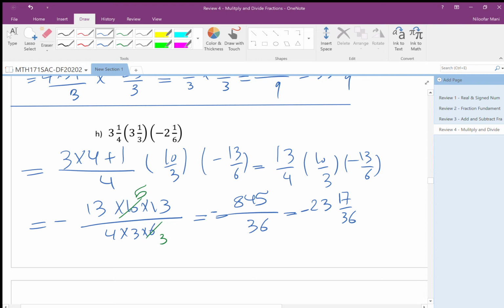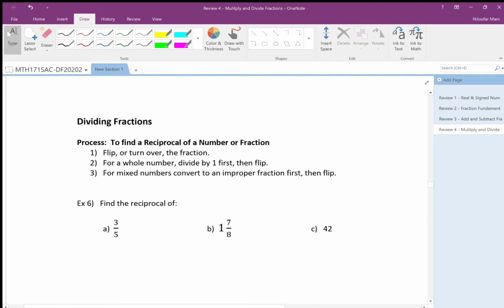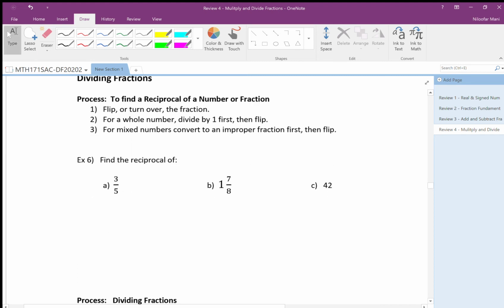Okay. So I continue here. The next lesson is division. For division, we just have to do one more step when we compare it with multiplication. Before I show you the step, I have to talk about the reciprocal. Reciprocal of a number is when you flip it. What is the reciprocal of 3/5? Flip and turn over the fraction. Okay, so it's 5/3.